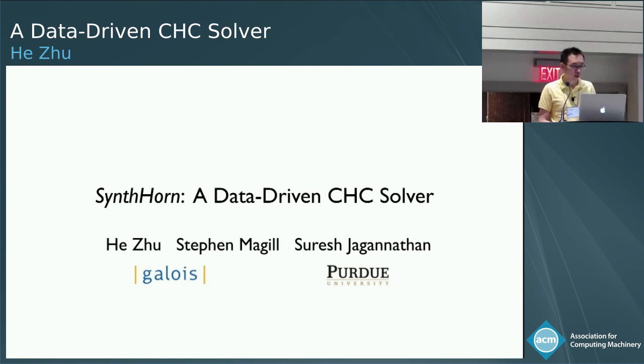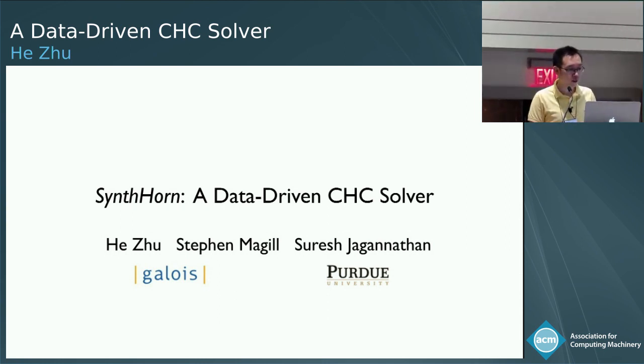Good afternoon, everyone. Today I'm going to talk about SensorHole, a data-driven CHC solver. This is a joint work with Stephen from Galva and Suresh from Purdue.